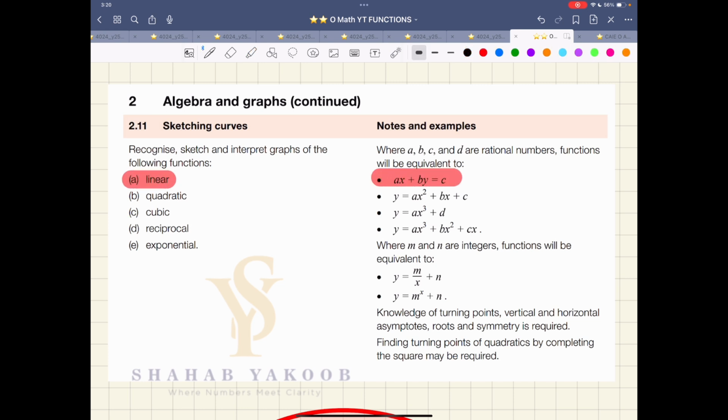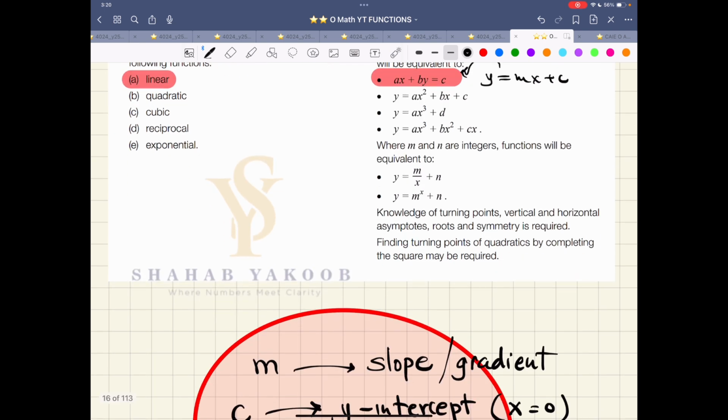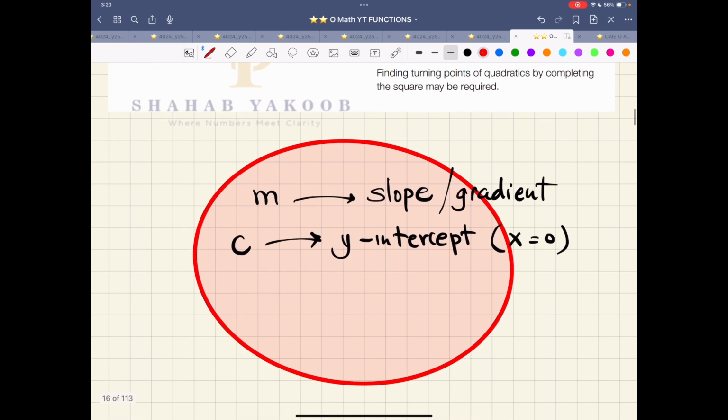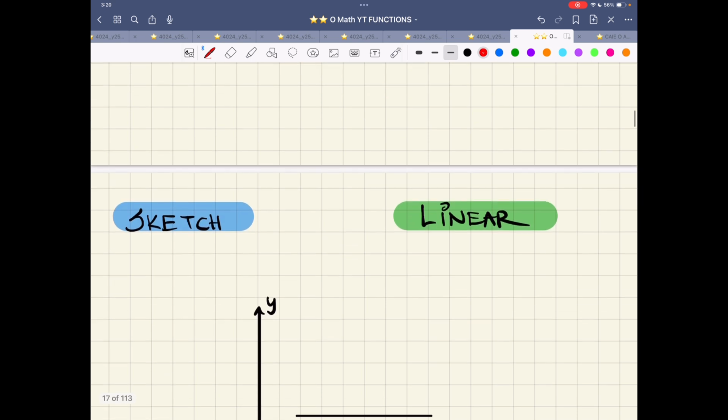Of course, we are more interested in y is equals to mx plus c, but if the examiner asks us to, we can also write in this format. The decision is made upon m and c. M is the slope or the gradient. That's how the equation will look like. That's what decision means. And c is the y-intercept. What is the y-intercept when x is 0?